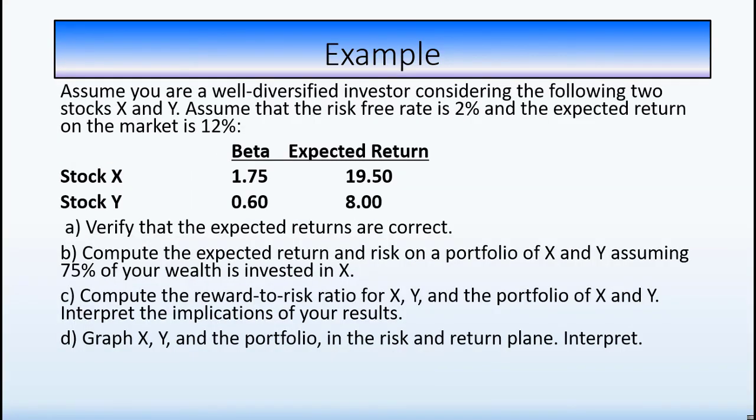Okay, let's look at another example. Assume you are a well-diversified investor considering the following two stocks, X and Y. Assume that the risk-free rate is 2% and the expected return on the market is 12%. So here we have the beta and the expected return for stocks X and Y and a series of questions. The first one says verify the expected returns are correct. So I'm going to have to do some math. And then there are other computations, and then I'm going to have to graph. So I'm going to move over to paper and pencil.